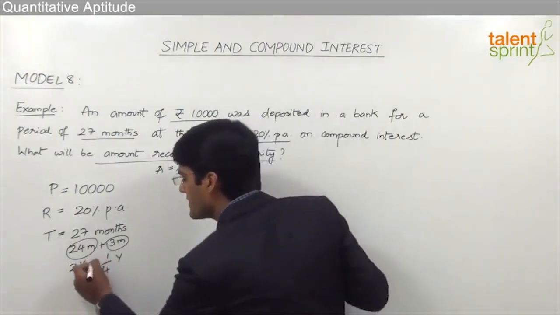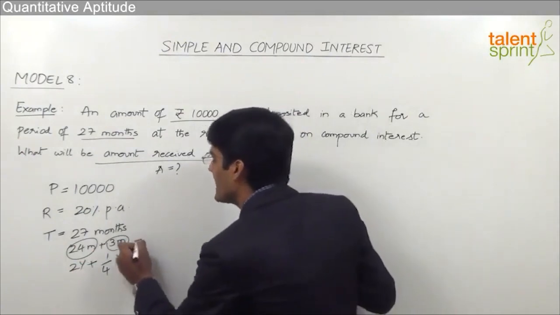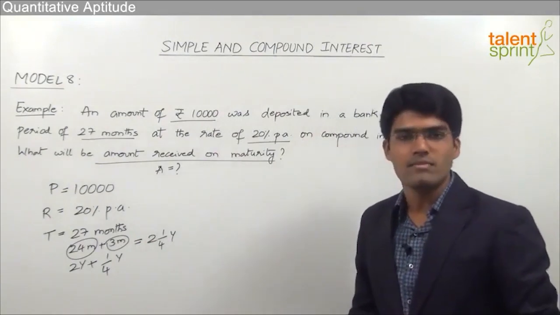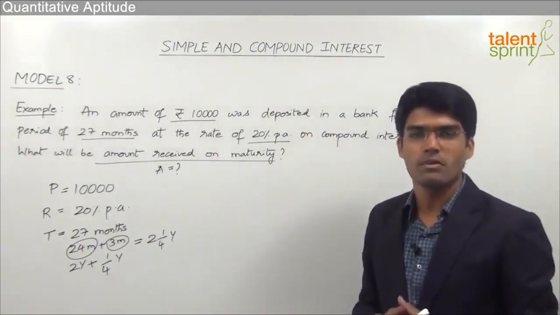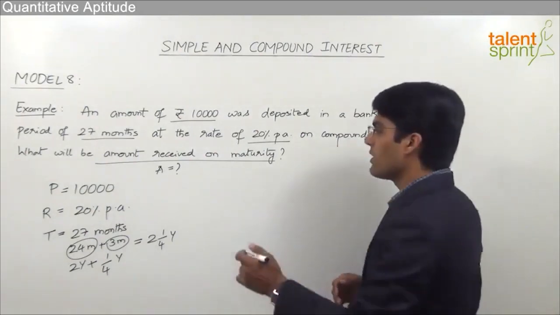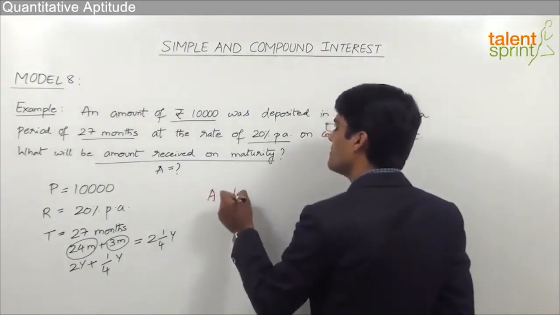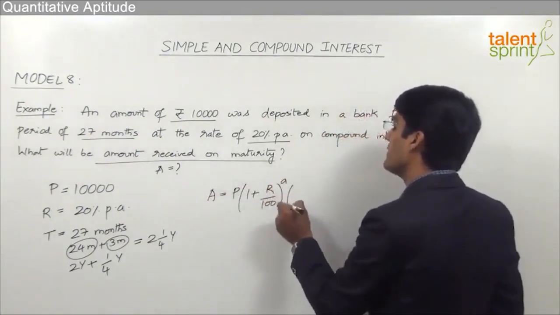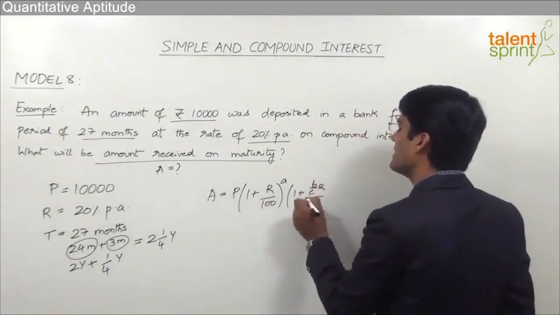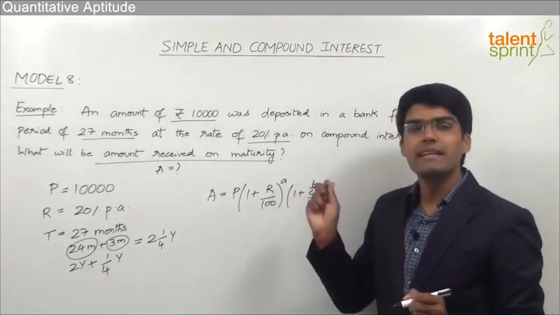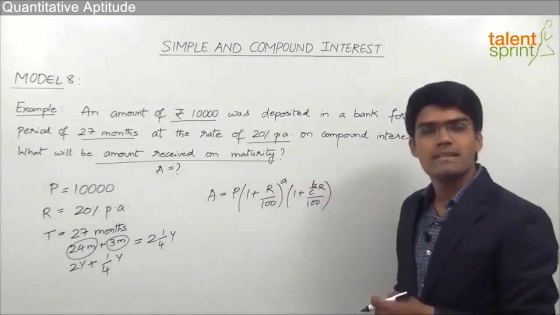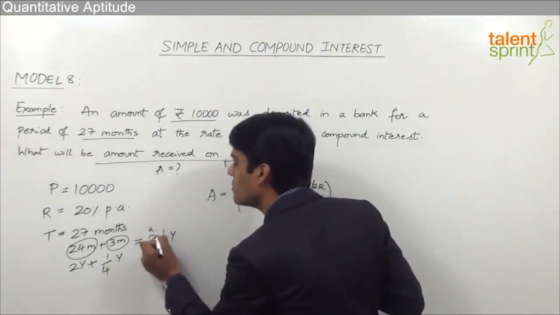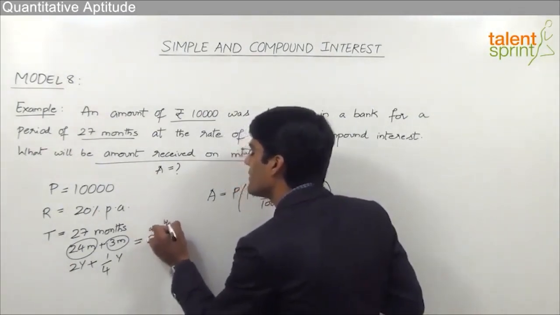So the total time period here is 2 years plus 1/4 of a year, which can be taken as 2 1/4 years. As you can see here, the time period is in terms of a fraction. So we need to use the proper formula to get the required answer. And the formula that we have discussed was amount equals principal into (1 plus r by 100) whole to the power of a, into (1 plus (b by c) r divided by 100), where a is nothing but the integer part of the time period and b by c is the fractional part of the time period. So as you can see here, the integer part is 2. So a is equal to 2 and b by c is equal to 1/4.